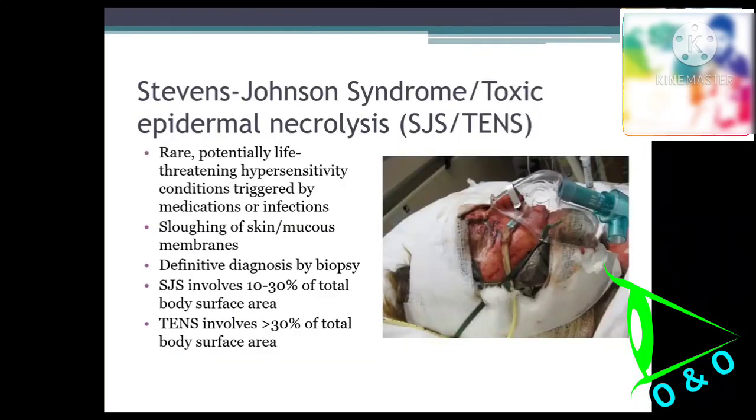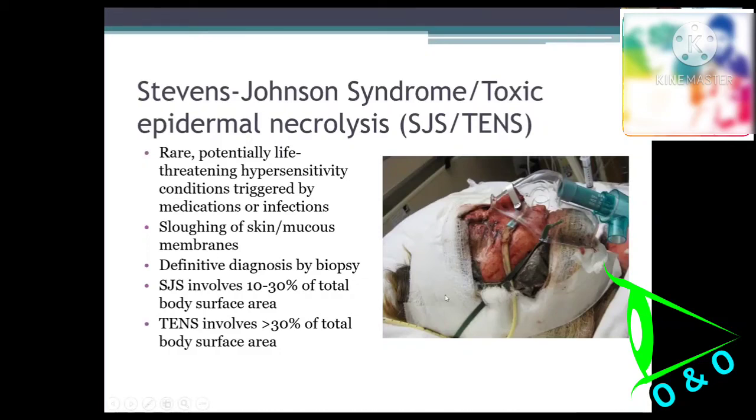Lastly, SJS and toxic epidermal necrolysis syndrome. This is a rare, potentially life-threatening hypersensitivity spectrum of conditions triggered by medications or infections. There's sloughing of the skin and mucous membranes. The only way to diagnose it definitively is by skin biopsy, which is typically done in the burn unit. SJS involves 10 to 30% of total body surface area. TEN involves greater than 30%.